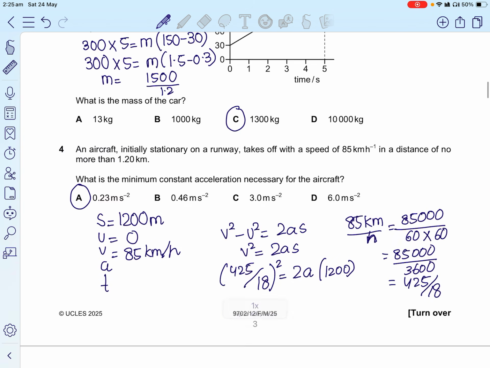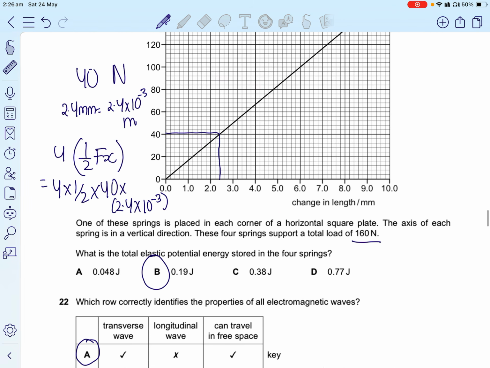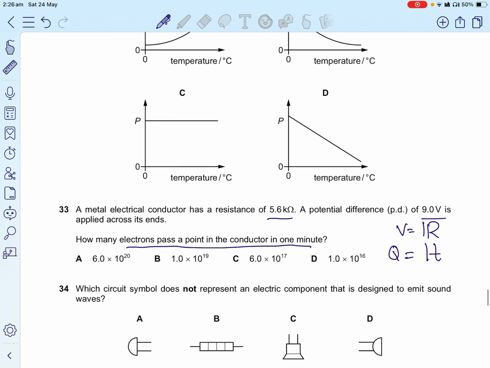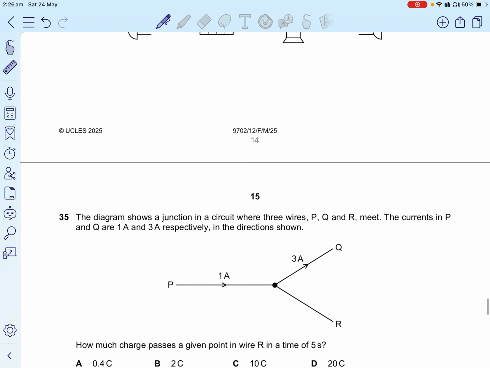That gives you 6.0267857114 into 10 raised to 17. Right? So for that, the answer would be 6.0 into 10 raised to 17. 33, the answer is C. 34. Which circuit symbol does not represent an electric component that is designed to emit sound waves? The answer would be B, because this is a heater that is not designed to emit sound waves. 34 is B.